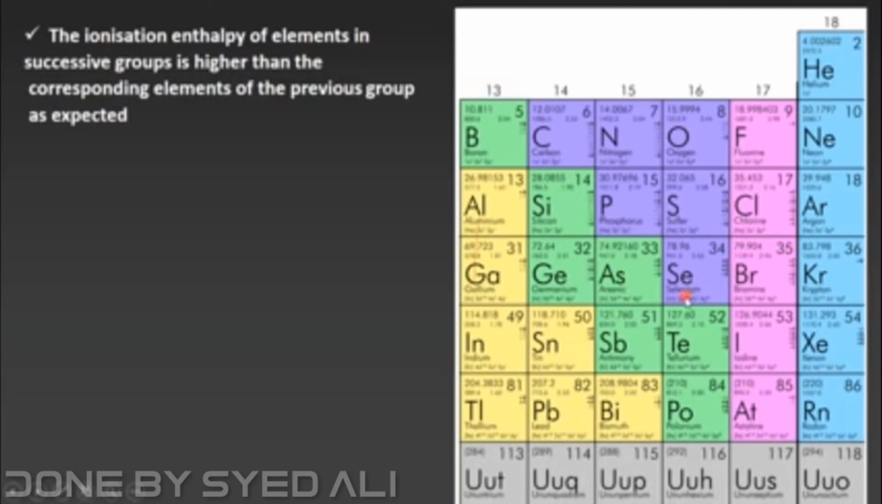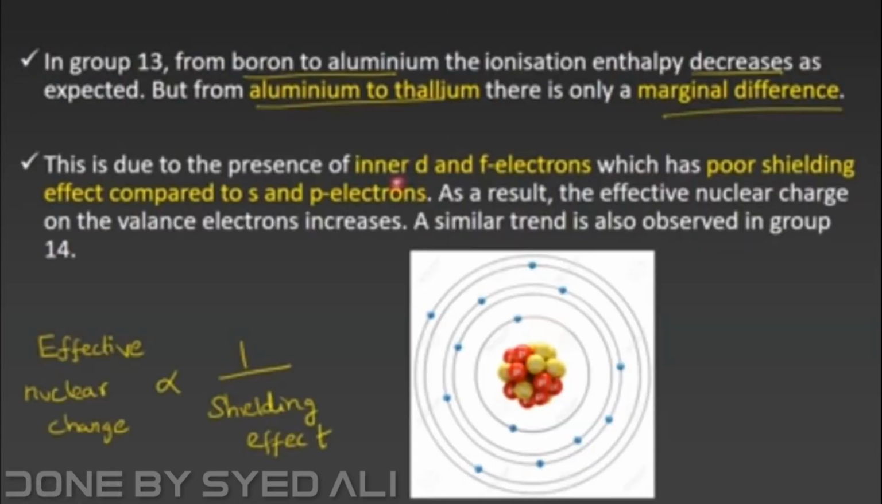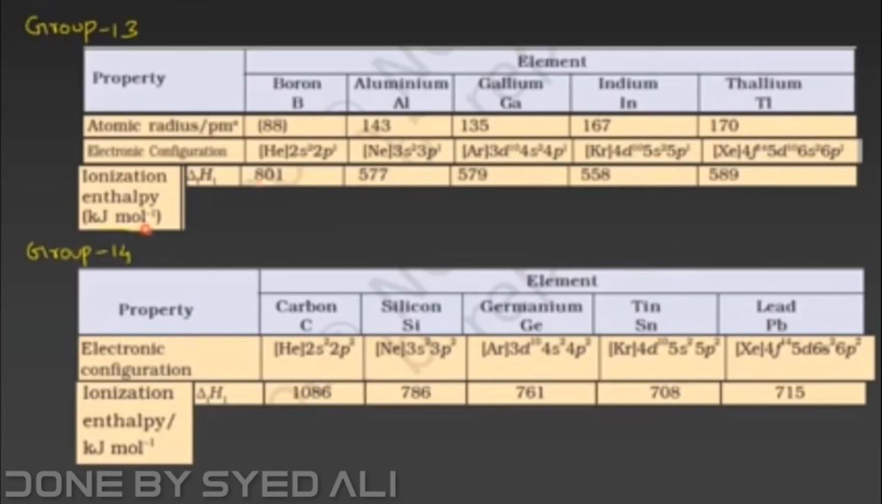In group 13, from boron to aluminum, the ionization enthalpy decreases as expected, but from aluminum to thallium there is only a marginal difference. This is due to the presence of inner d and f electrons, which have a poor shielding effect compared to s and p electrons. As a result, the effective nuclear charge on the valence electrons increases. A similar trend is also observed in group 14.